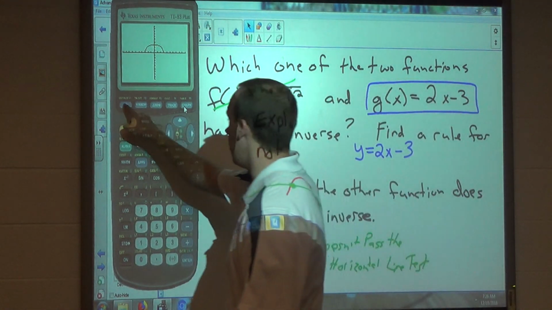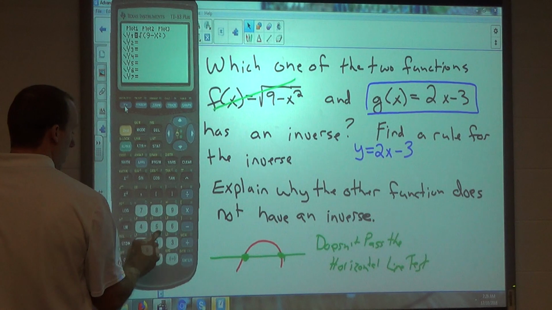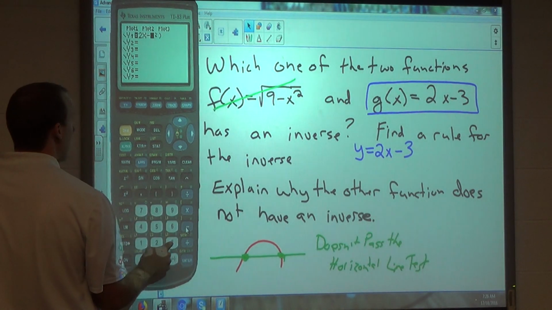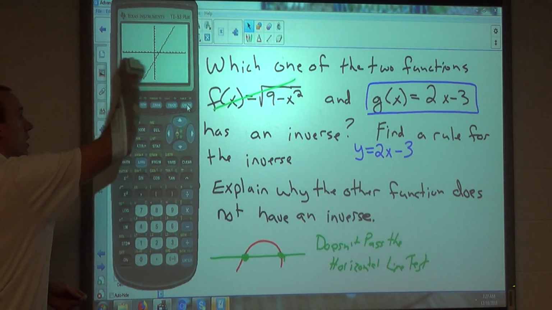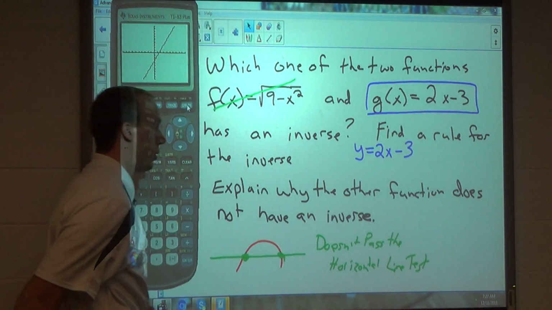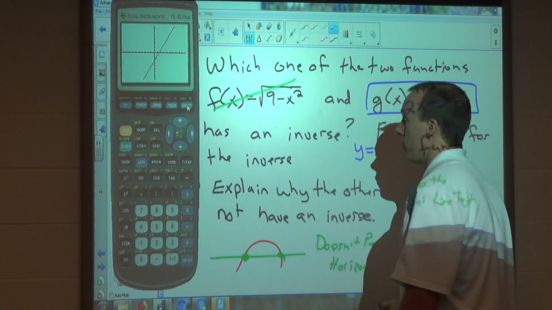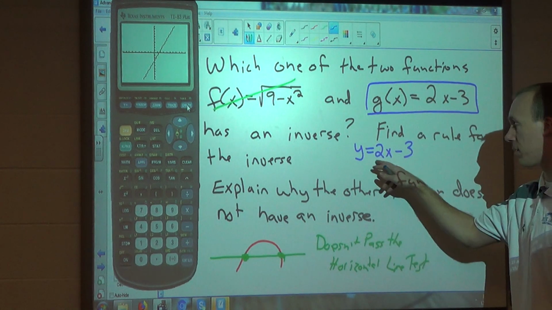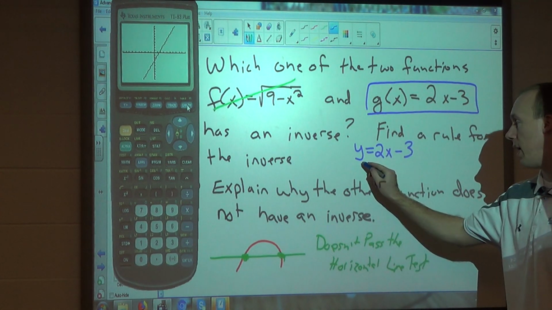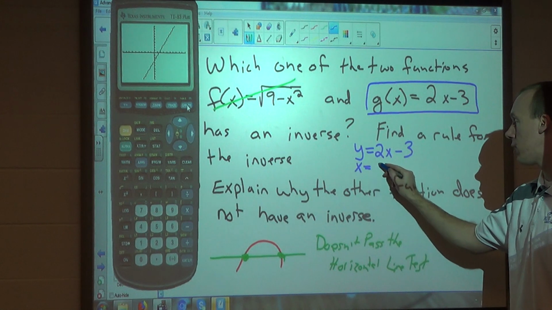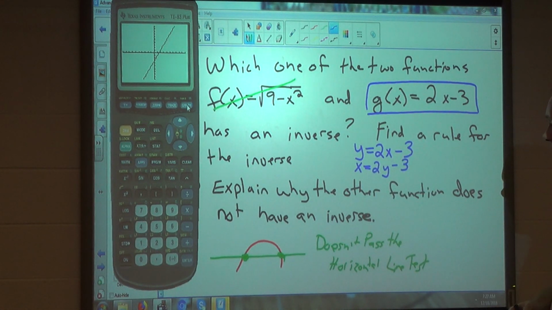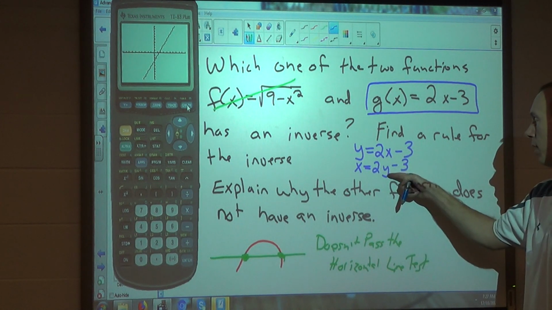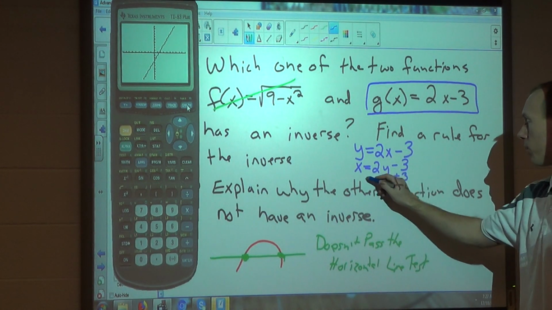And again, that's just a line, so if you plug 2x minus 3 into your calculator and graph it, it does pass the horizontal line test, only crossing one time. Okay, so inverses reflect over the line y equals x. So what do I do with these if you reflect over the line y equals x? We switch the y and the x. And then what letter do I solve for? Y, because we always solve for y.